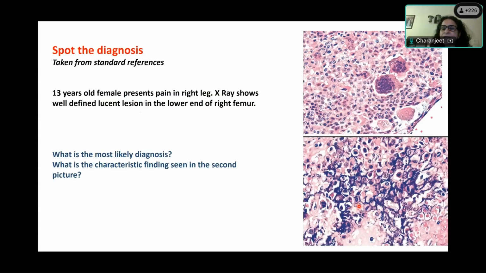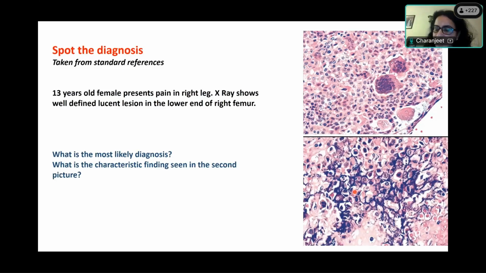Okay, what are you seeing here? You are seeing these osteoclastic giant cells, and you are seeing these chondroblasts here. And this is chicken wire calcification. Yes, so this is an osteoblastoma. Sorry, it's a chondroblastoma. So you are seeing chondroblasts, and these osteoclastic giant cells in chicken wire.